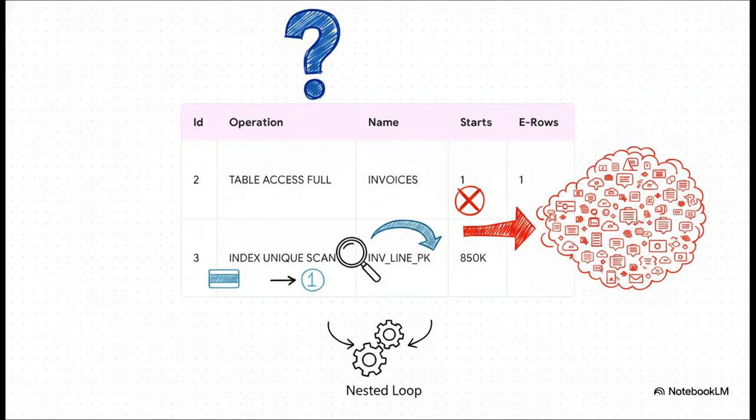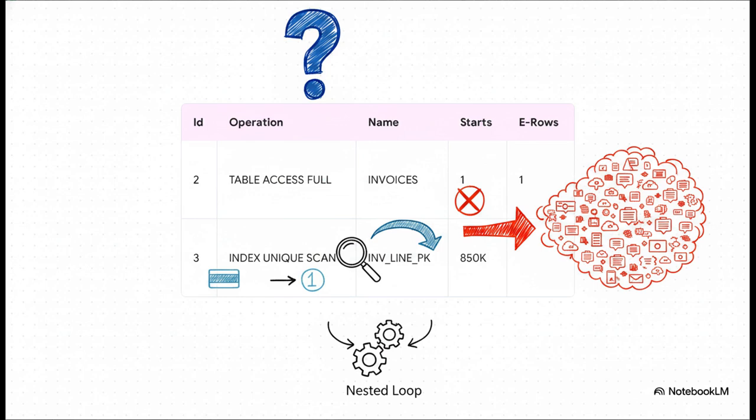Let's actually look at the matrix for this. Look closely at step 2, the table access full on the invoices table. The optimizer estimated it was going to find exactly 1 row. You can see the E rows is 1. So based on that completely bogus assumption, the database thought, hey, I only have 1 row. The fastest way to join 1 row to the next table is a simple nested loop using an index. But in reality, the A rows showed the table actually contained 850,000 rows.